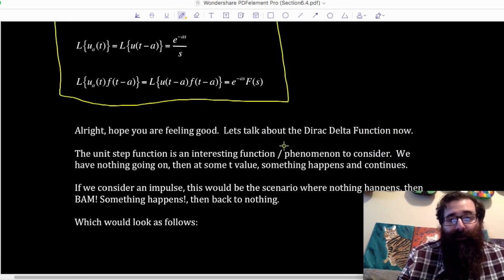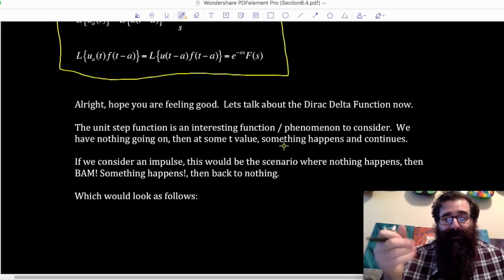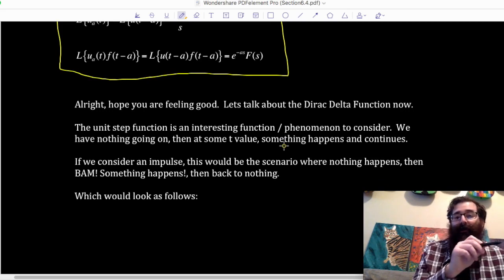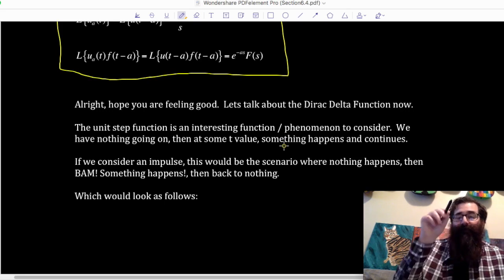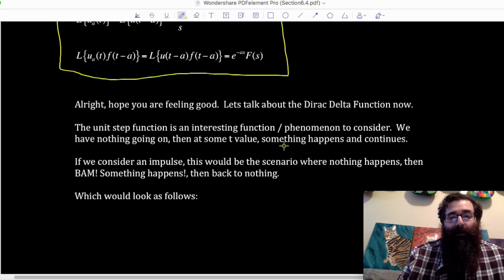Let's talk about the Dirac delta function now. Enough about these unit step functions. But these two have a nice connection that we can think about. With the unit step function, nothing is happening for a long time, and then bam, something happens, and then it continues, right? So that's an interesting idea to consider.